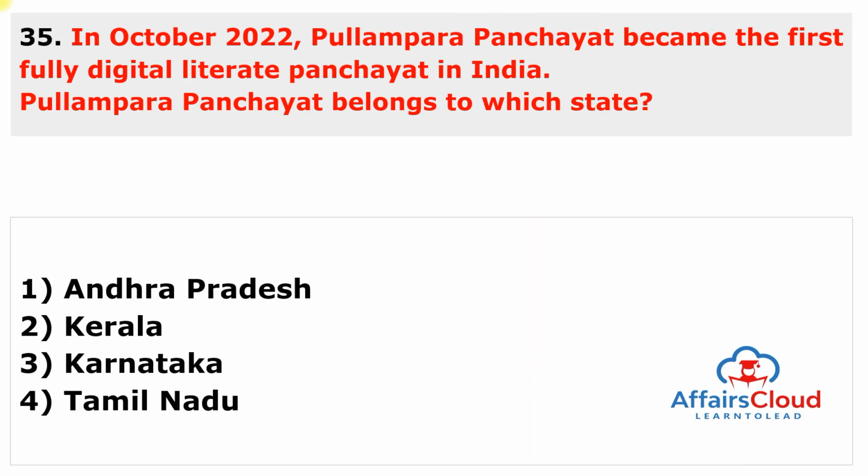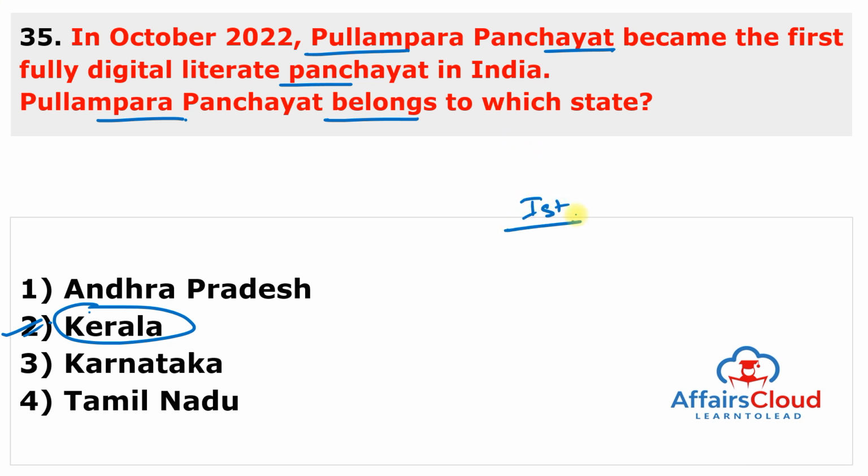Moving to next question. In October 2022, Pulampara Panchayat became the first fully digital literate panchayat in India. So remember, Pulampara Panchayat belongs to which state? Pulampara belongs to Kerala. So answer of this question is second. Pulampara Panchayat in Trivandrum, Kerala has become the first fully digital literate panchayat in India. And this was achieved through the Digi Pulampara project.